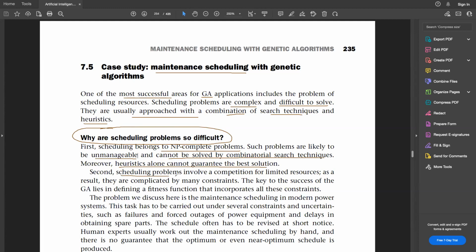And then secondly, they involve computation for limited resources, and so they are complicated by many constraints. So by using genetic algorithms and defining fitness functions that incorporate those constraints, there is some level of success that can be obtained.